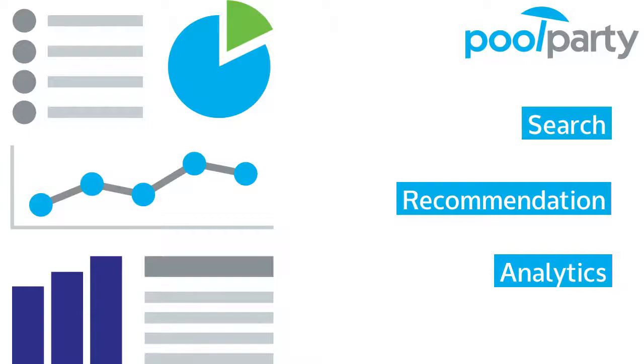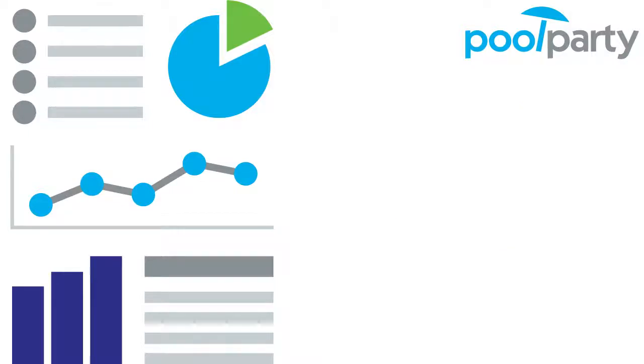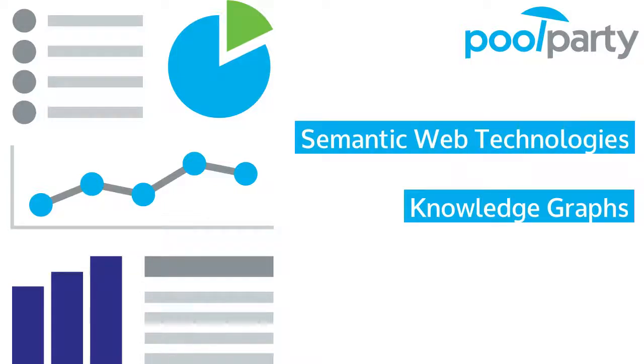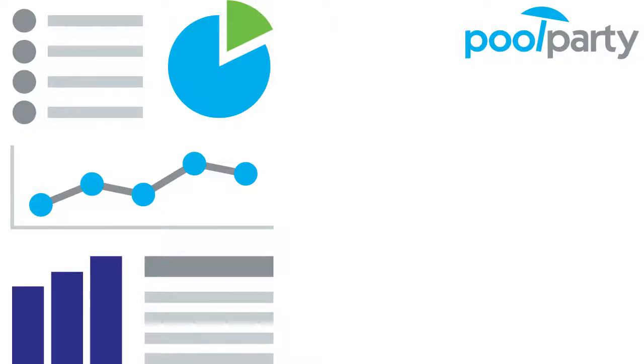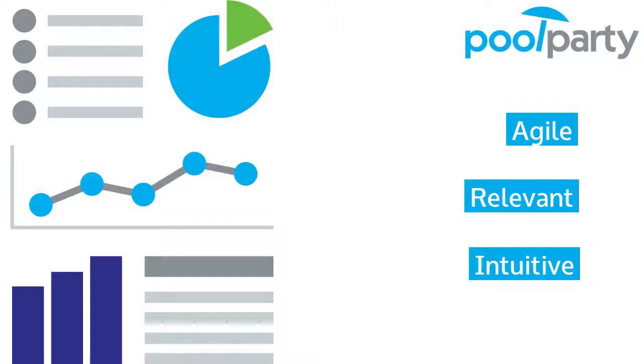In the next few minutes, I'm going to introduce you to PoolParty GraphSearch, a front-end solution that resides entirely on semantic web technologies and knowledge graphs. And since we're talking about semantic technologies, GraphSearch can easily consolidate data without data migration. It's like finding relevant stuff from a helicopter perspective. We call it agile, relevant, and intuitive.